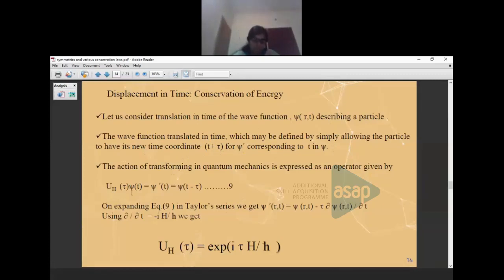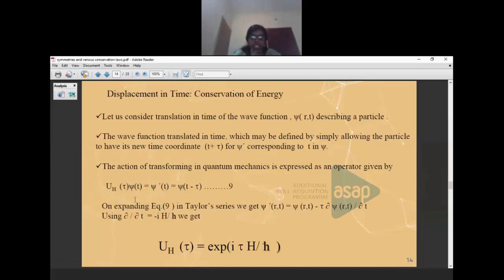Make U(τ) equal to ψ*(t), that is ψ(t − τ). Previous thing and the same condition. Now, expanding the right hand side of the equation in Taylor series. Expand the right hand side in Taylor series.